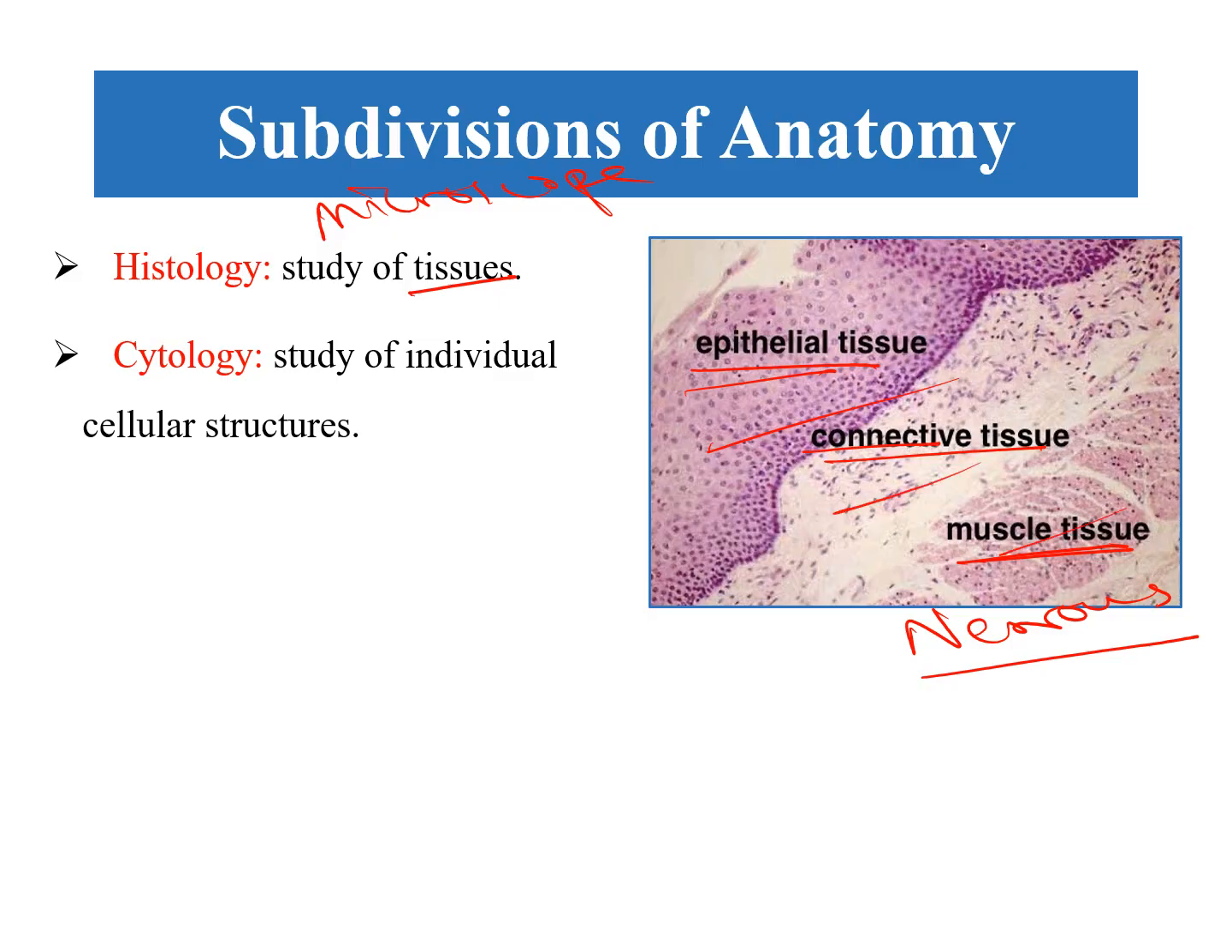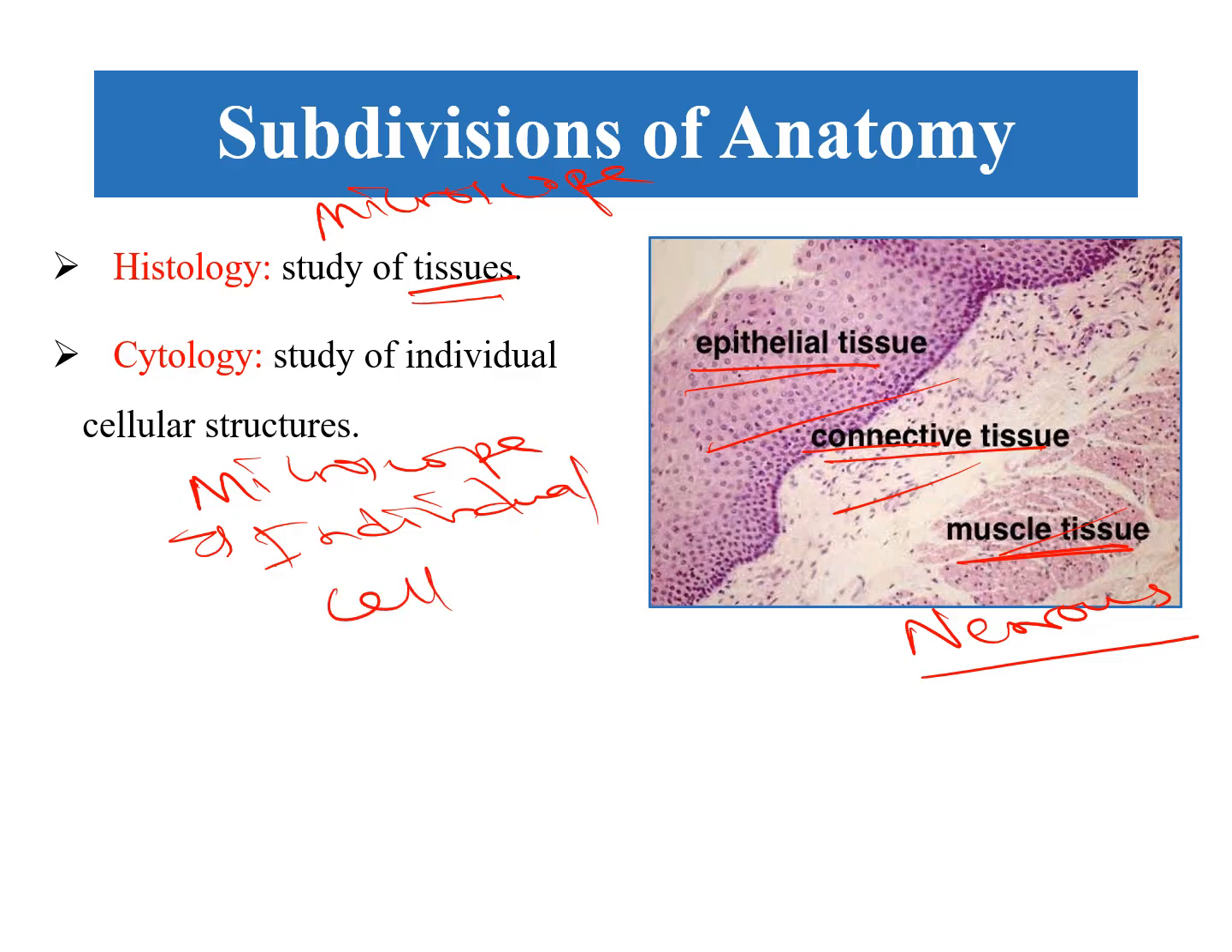Then cytology. Cytology also requires the use of a microscope, but this time, instead of studying tissues, we are studying the individual cell and its organelles or structures. So that's the difference between cytology and histology. They both use a microscope, but in histology we study tissues, while in cytology we study the cell and its cellular structures or individual organelles.